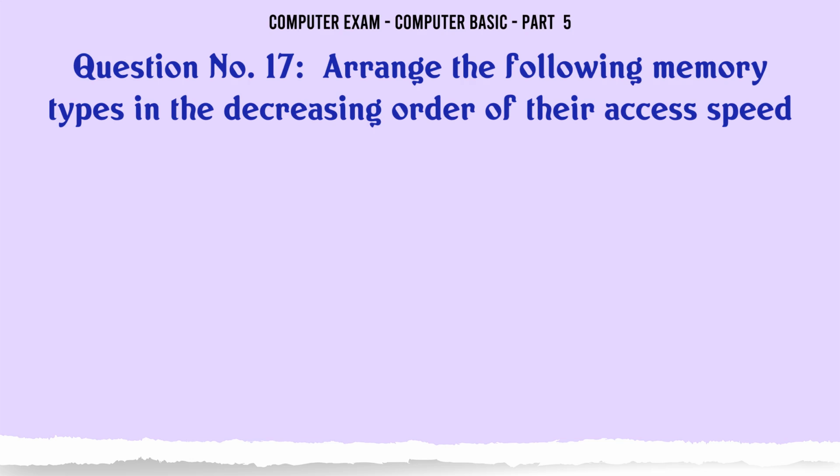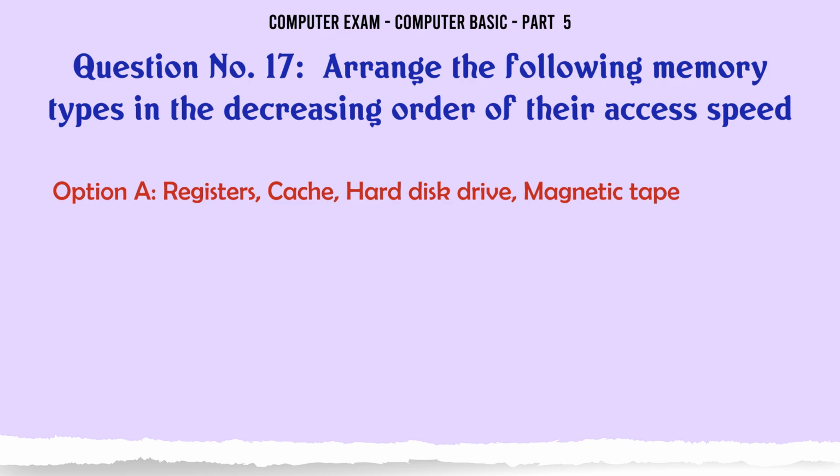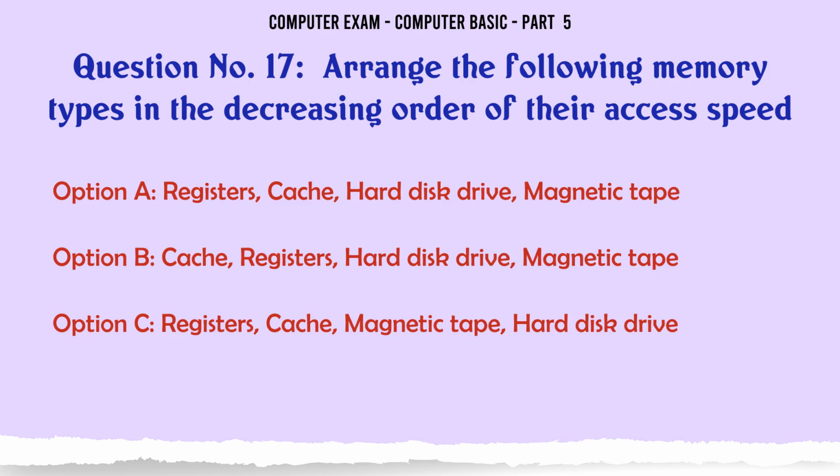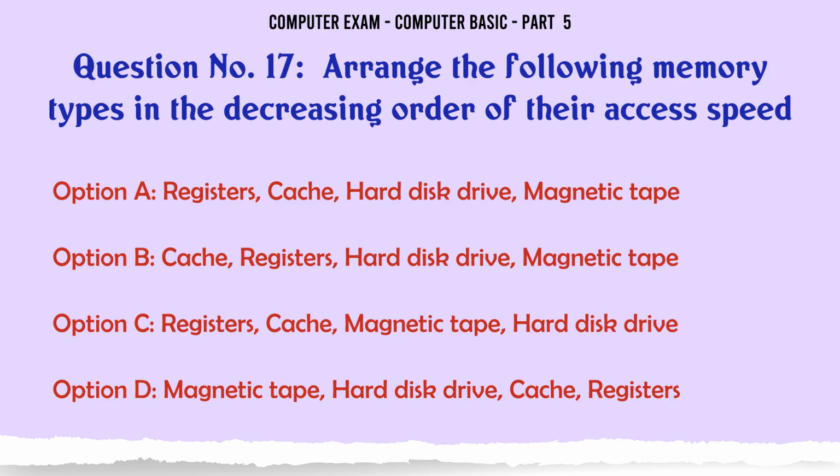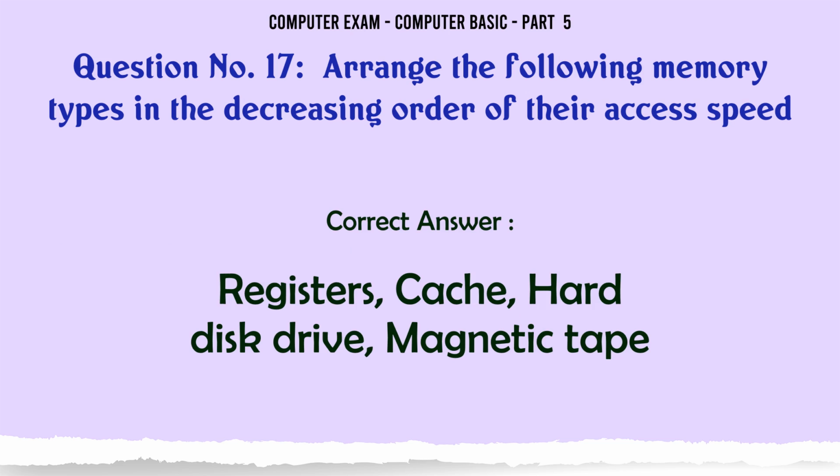Arrange the following memory types in the decreasing order of their access speed. A. Registers, cache, hard disk drive, magnetic tape. B. Cache, registers, hard disk drive, magnetic tape. C. Registers, cache, magnetic tape, hard disk drive. D. Magnetic tape, hard disk drive, cache, registers. The correct answer is registers, cache, hard disk drive, magnetic tape.